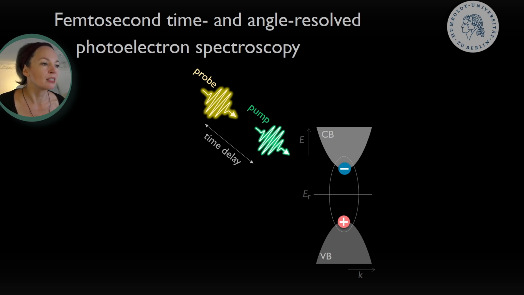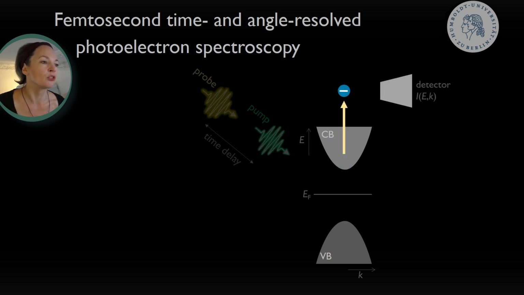We do this by photoemission, which means we photoionize the sample and then we count the electrons in our photoelectron detector as a function of their kinetic energy and momentum parallel to the surface. And by this, we can unveil the dynamics both of the occupied electronic structure and also the population dynamics in normally unoccupied states or bands.